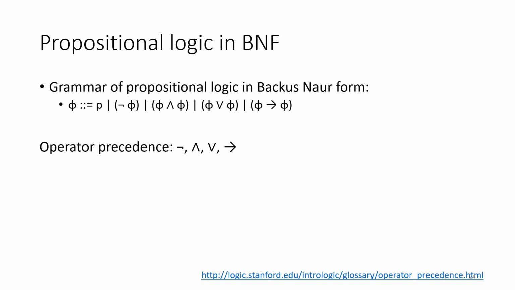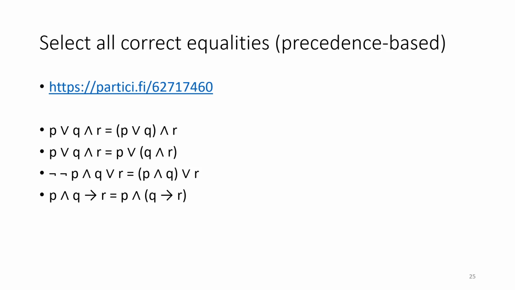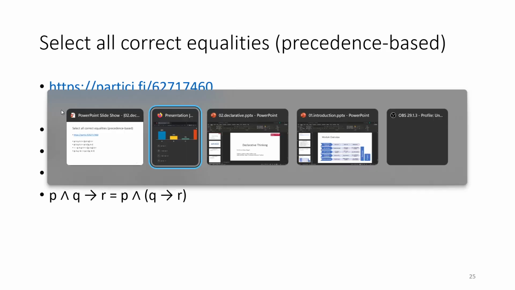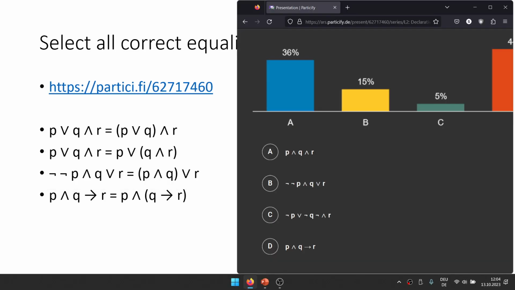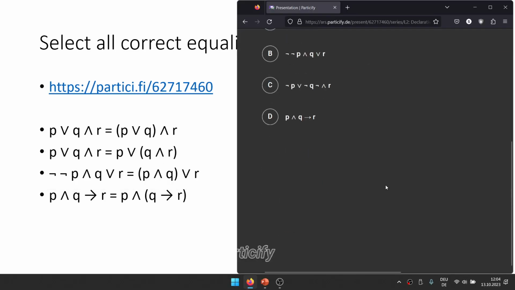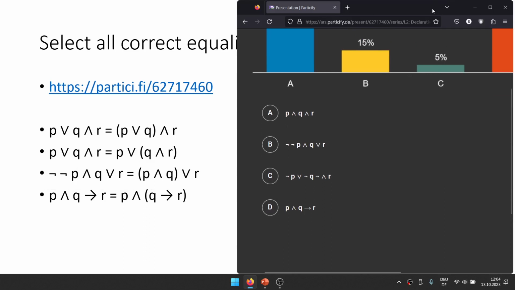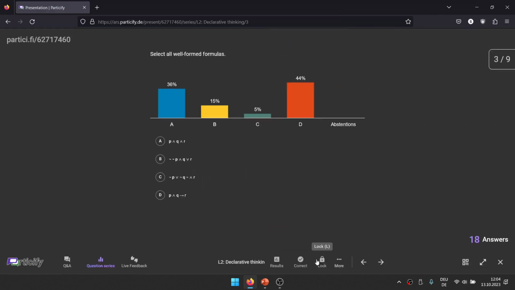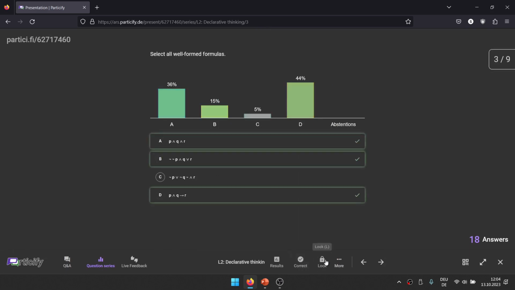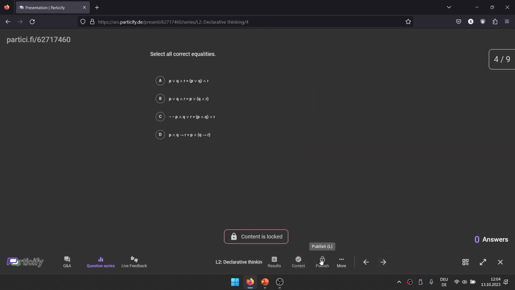So this makes it possible to see what the possible equalities are. Let me just, this is getting really big. So let's just look at the correctness, then lock it and go to the next one. Now, what do you have to do for this question?